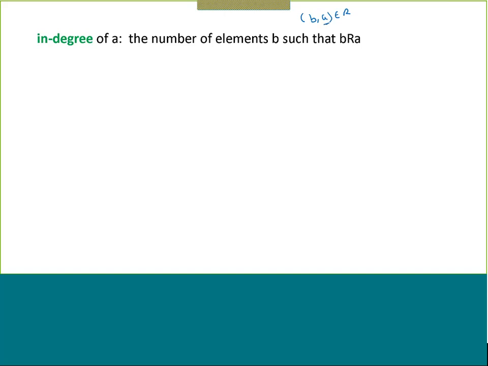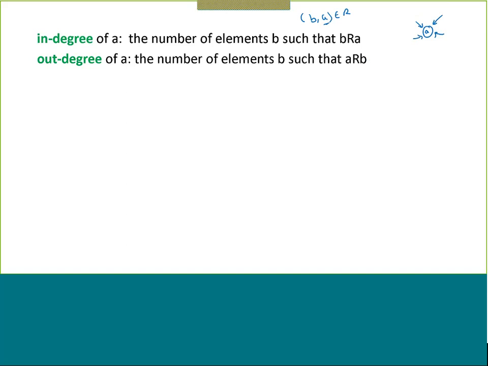No lies, I think in degrees are way easier to check inside your digraph. So inside of your graphical picture, the in degree is you count up the number of arrows that are coming into A, or you count up the number of arrowheads at vertex A. Okay? You can do the same thing with arrows that are leaving the vertex. So you also have something called the out degree. The out degree is almost exactly the same. You count up the number of elements, B, where A is related to B. So in this case, you've got A related to B. Notice here, A is in the first position.